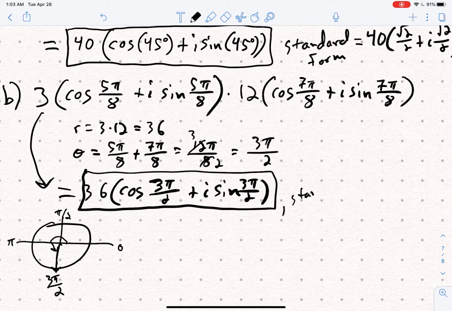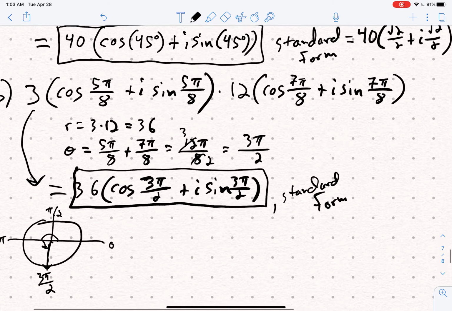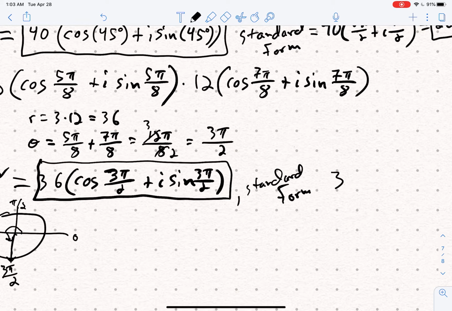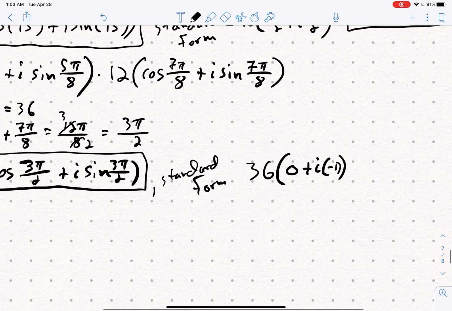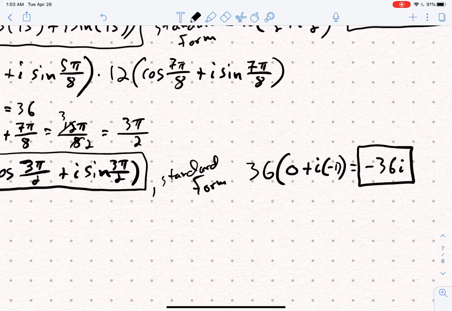So we can substitute those values in. So here we have standard form is 36 times 0 plus i times -1. And that 0 just disappears, and the 36 we can multiply with the -1. That's -36i. That's what this thing looks like in standard form.